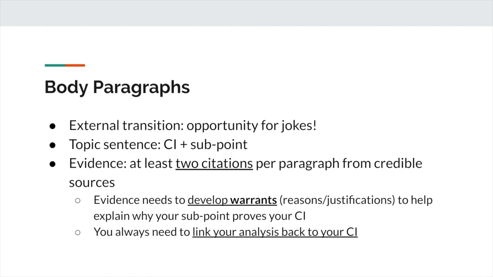First, you need to have some sort of external transition. And the most bare bones version of that would be quickly summarizing what you said in your last paragraph and then transitioning to the new paragraph, right? So if you're saying pizza is the most delicious food ever because of its cost, because it's cheap, because it tastes delicious, etc., and you were transitioning from one subpoint to the other, you would say, in addition to pizza being very cheap, it also tastes incredibly delicious, which is the second reason why pizza is the best food ever. That's the most bare bones version of an external transition.